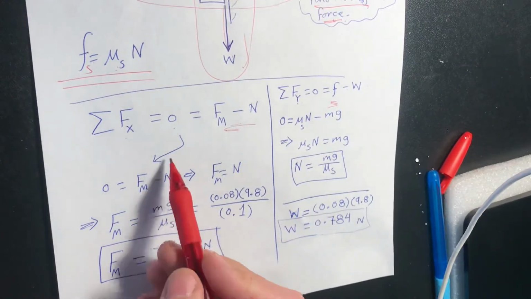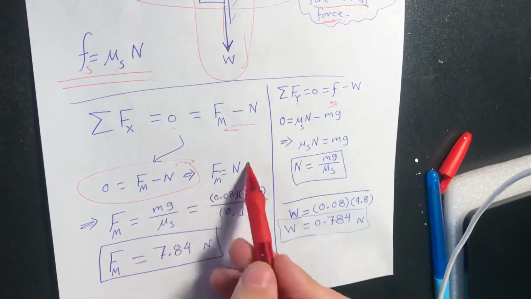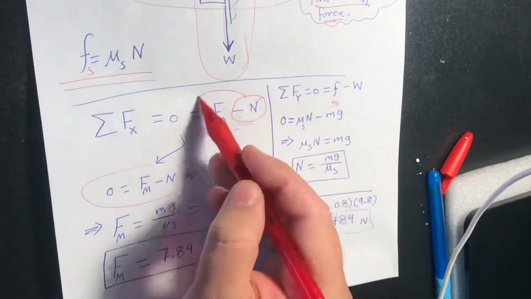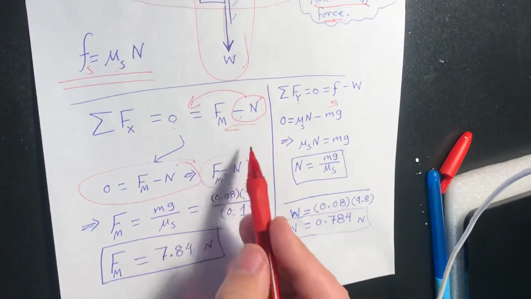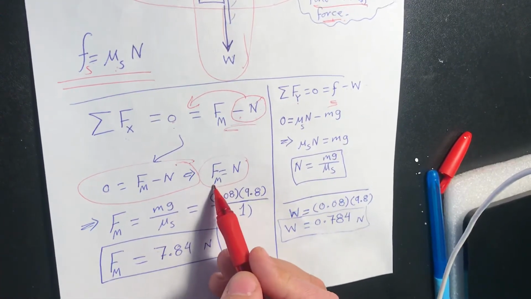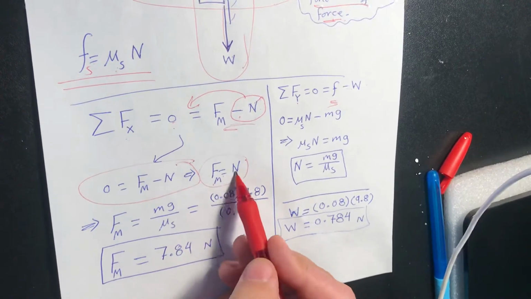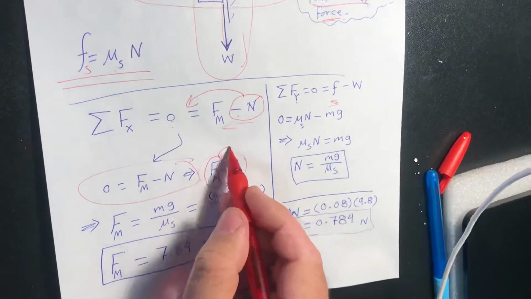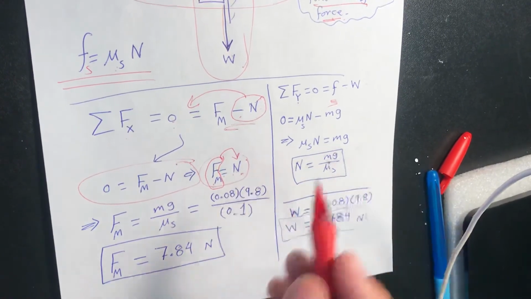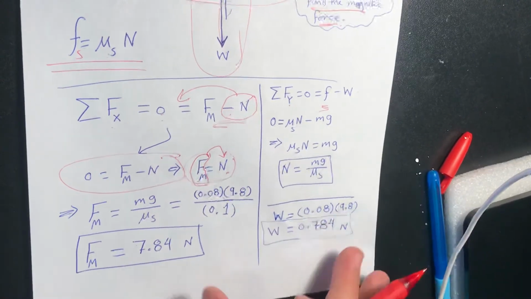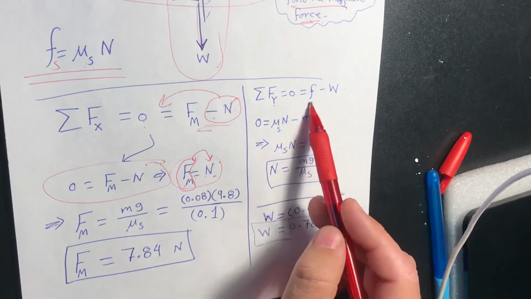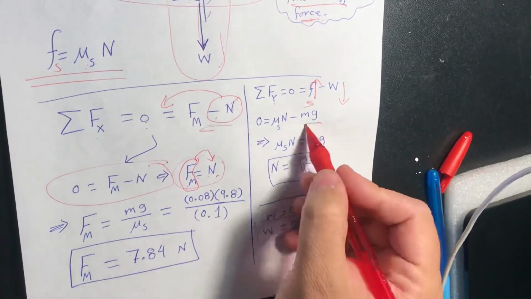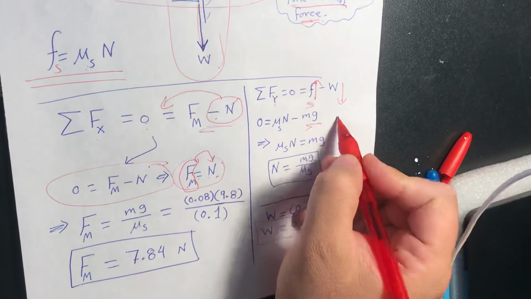From the x direction, we have the normal force. Just move this normal force with the negative sign to the opposite side. This will give us that the force from the magnet is equal to the normal force, N equals Fm. We will use it in the next equation, which is the y component forces. In the y component, we have the friction force upward and the weight downward. The weight is mg. We have m, which is 0.08.